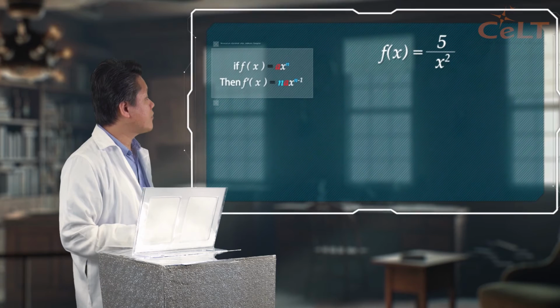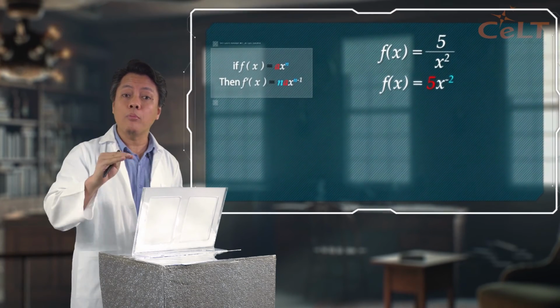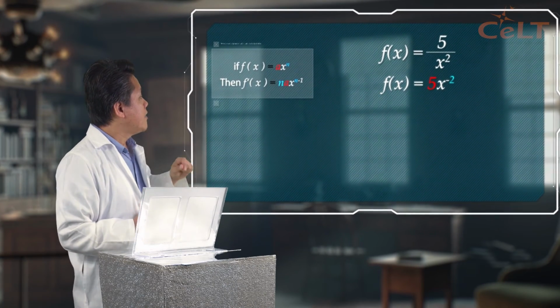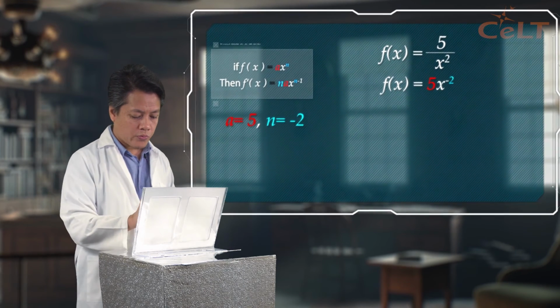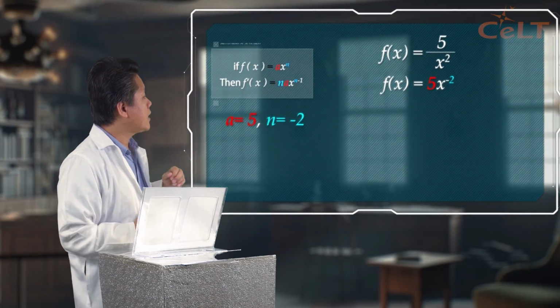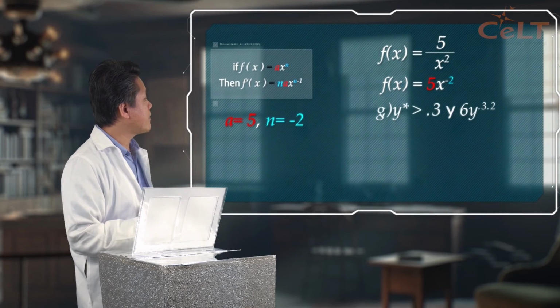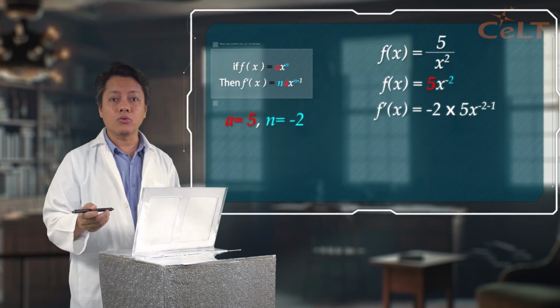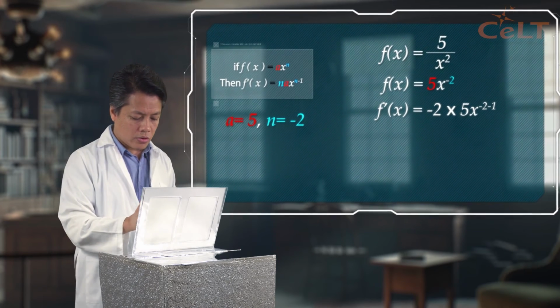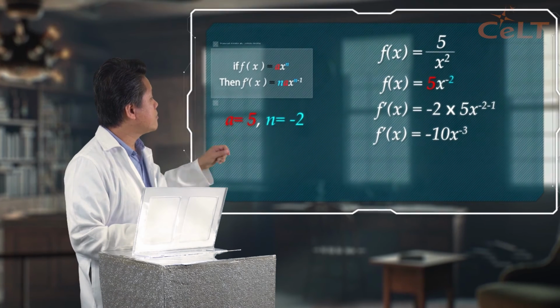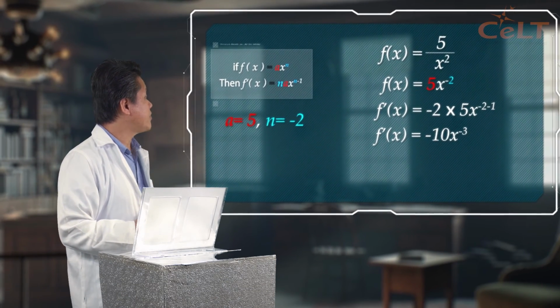The next example is slightly more complicated. f(x) is equal to 5 over x squared. Now we have x squared as the denominator. Then we need to apply the index rule to bring the x up here. So it becomes 5x to the power of minus 2. So now we can identify that a is equal to 5 and n is equal to minus 2. So we bring down the n, minus 2, multiply by 5, and then x to the power of minus 2 minus 1. So the answer would be minus 10x to the power of minus 3. So bring down the x again using the index rule. f prime x becomes minus 10 over x to the power of 3.